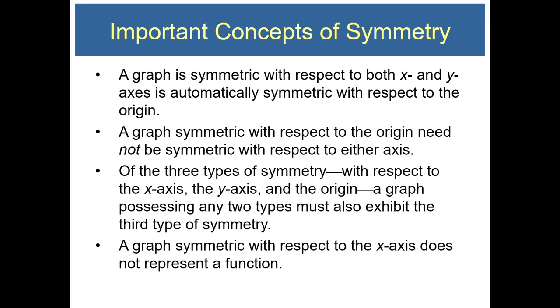Let's go over some important concepts of symmetry. A graph symmetric with both x and y axis is automatically symmetric with the origin. A graph symmetric with respect to the origin need not be symmetric with respect to either axis. Of the three types of symmetry with respect to the x-axis, the y-axis, and the origin, a graph possessing any two types must also exhibit the third type of symmetry. A graph symmetric with respect to the x-axis does not represent a function.